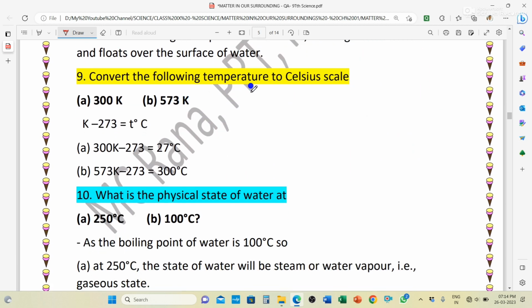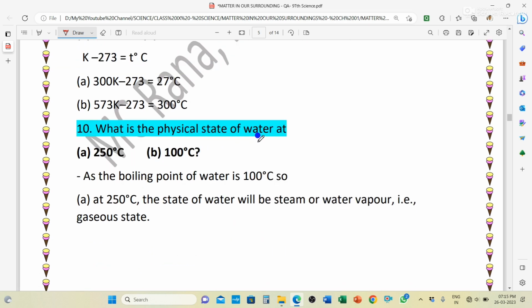Then convert the following temperatures to Celsius scale. In order to convert Kelvin to Celsius scale, you simply have to subtract 273 from the Kelvin reading. So 300 K minus 273 equals 27 degrees Celsius. So 300 Kelvin equals 27 degrees Celsius. You have to just subtract 273 from the Kelvin in order to get the Celsius reading. K minus 273 equals T degrees Celsius. Okay. Then 573 Kelvin minus 273 equals 300 degrees Celsius.